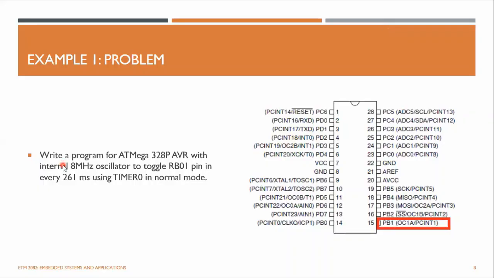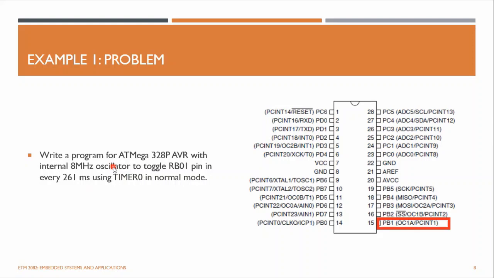This is example number 1. Here you have to write a program using the ATmega328P AVR microcontroller and the internal 8 MHz oscillator to toggle a pin at PB1. This is the pin, and you have to toggle it with a period of 261 milliseconds using the normal mode of the Timer0 timer. If you are familiar with Atmel Studio programming, this could be done very easily using a delay of 261 milliseconds, but now you need to do it manually using the Timer0 interrupts.